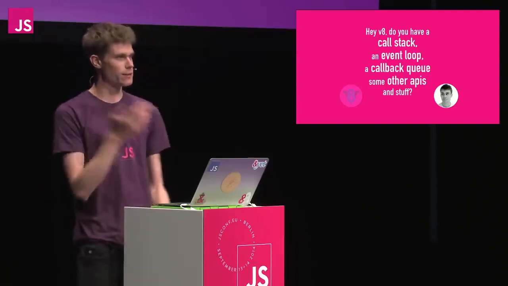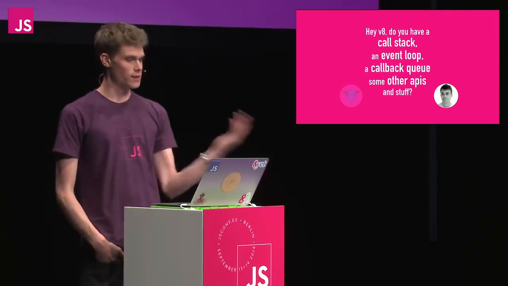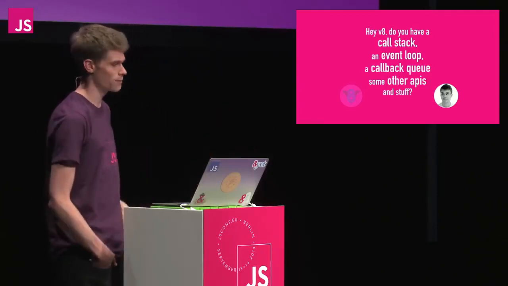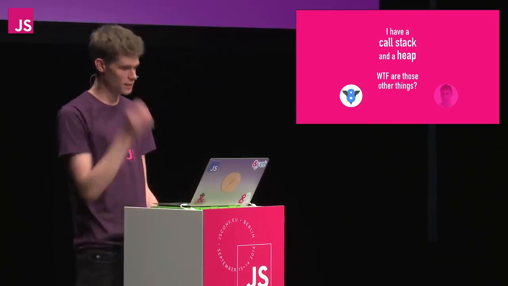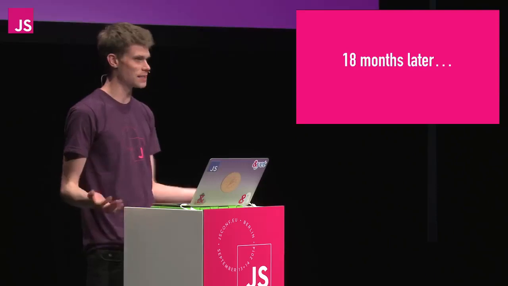So, I heard of V8 and the various runtimes in different browsers, so I looked at V8 and said, do you have a call stack, an event loop, a callback queue, and some other APIs and stuff? I have a call stack and a heap. I don't know what those other things are. OK. Interesting. So basically, 18 months pass. We're 18 months later now, and I think I get this.